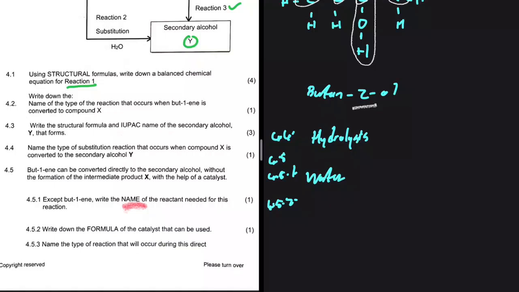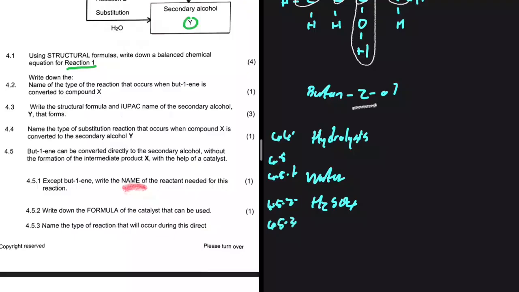And 4.5.2, write down the formula of the catalyst that can be used. If you write sulfuric acid, your answer is wrong. The question says formula, so you're supposed to write H2SO4.